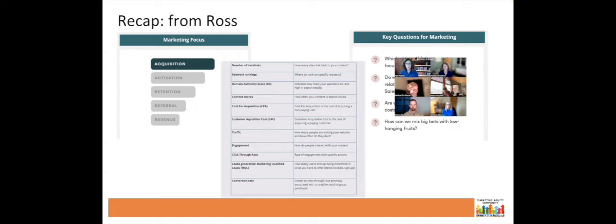So these are all really good metrics that as marketers we're probably very familiar with, in terms of really thinking about the measures and the impact that our marketing is having. Those would be great examples of some of the kinds of things that might become key results.